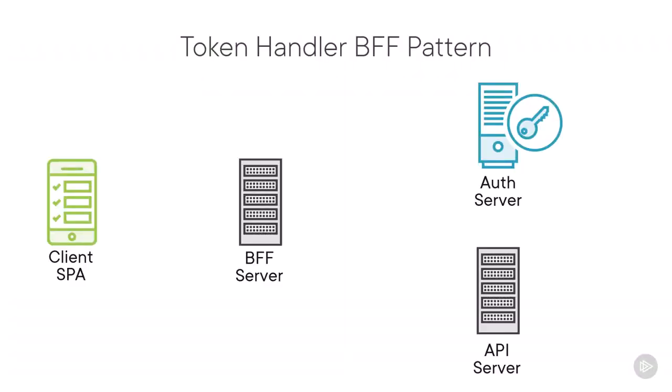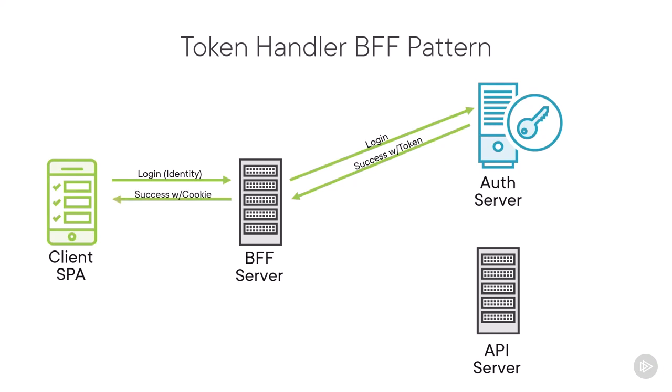With the token handler BFF pattern, the client logs into the BFF server, which in turn authenticates with an authentication server, sometimes called a secure token server or STS. If successful, the BFF server receives a token, which it stores for later use, and returns success for the login, sending a header with the ASP.NET Core Identity authentication cookie. Now, the client browser manages the cookie and automatically applies it to additional requests in the same domain.